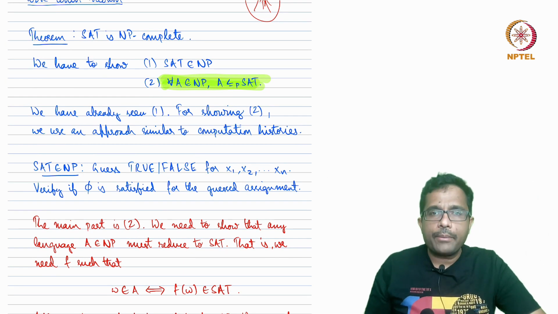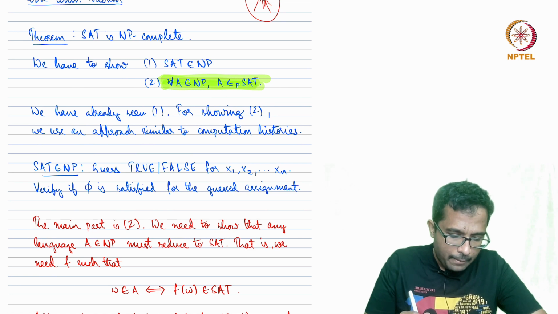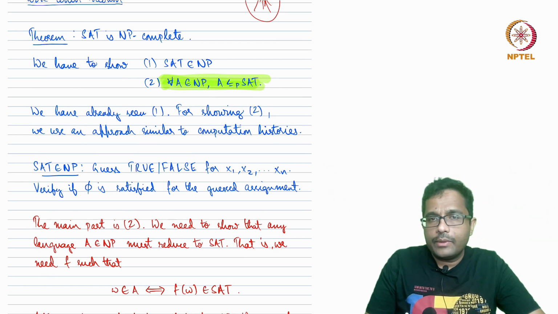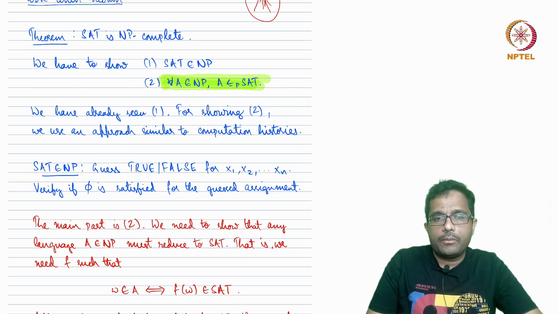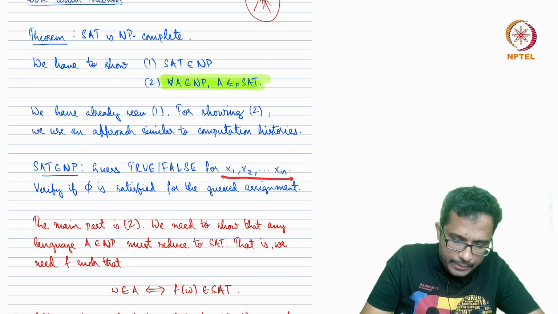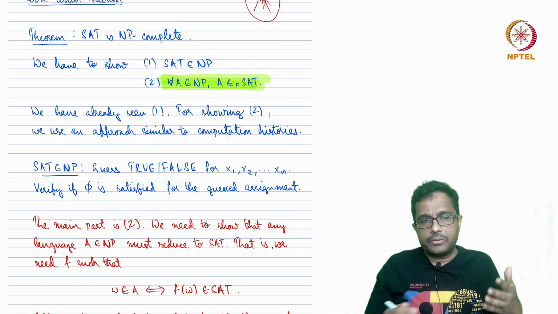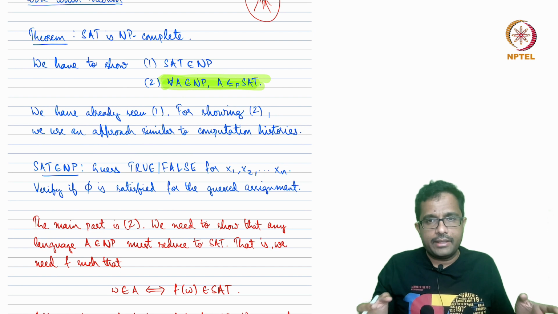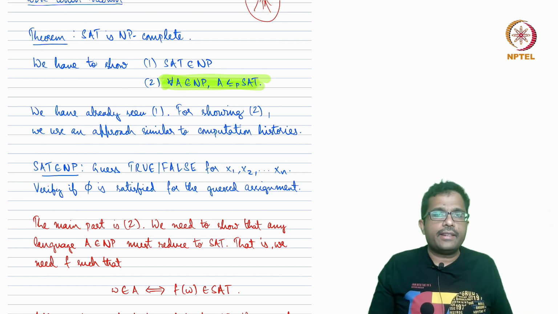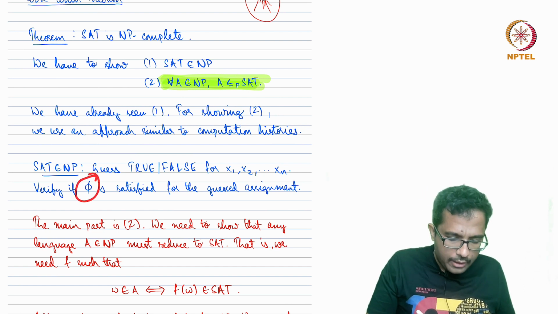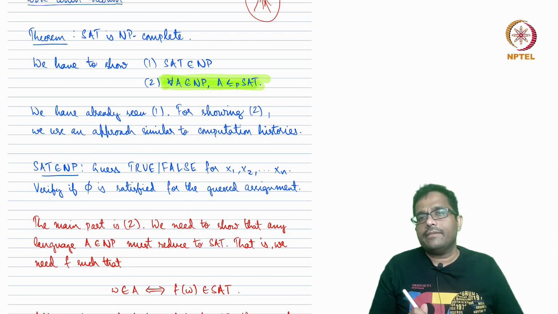Let me quickly recap how to show that SAT is in NP. We just have a guess and verify Turing machine. Let's say the given Boolean formula phi has n variables, x1 to xn. We non-deterministically guess true or false values for all of these n variables. Then we verify whether the guessed assignment satisfies the formula phi. If it does, we accept. If it does not, we reject.